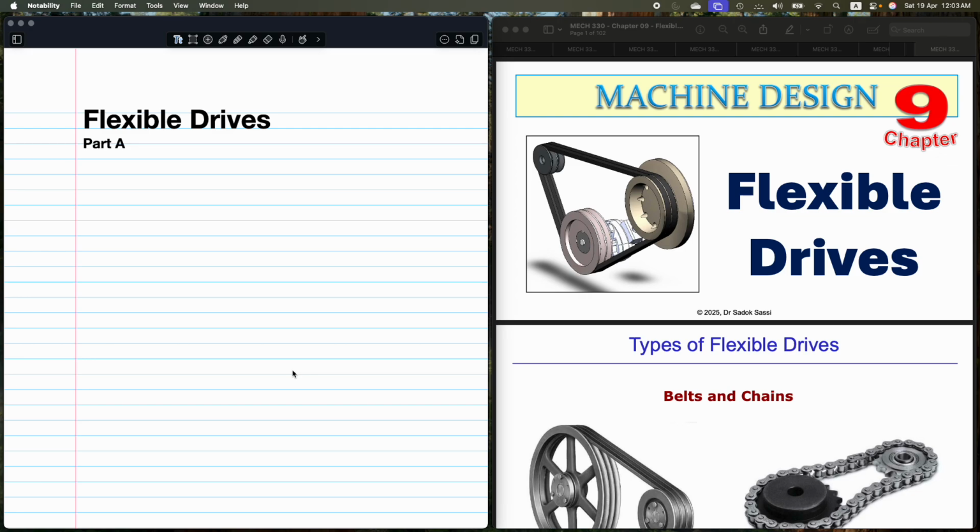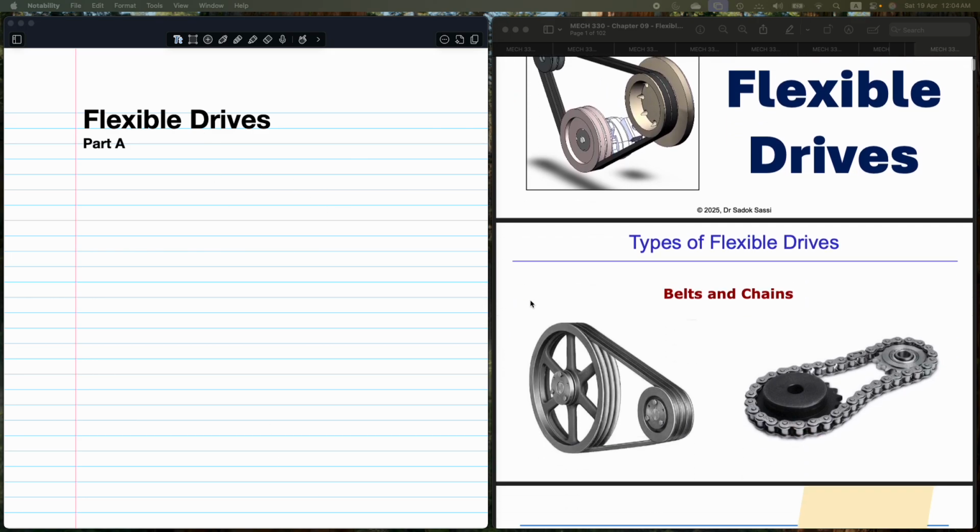I'll just be going over all the chapters that are going to come in the exam. I'll start with chapter 9. So we have flexible drives over here. Let's start. Let's scroll down and see what we have over here.